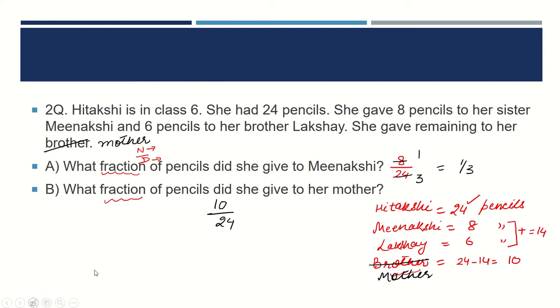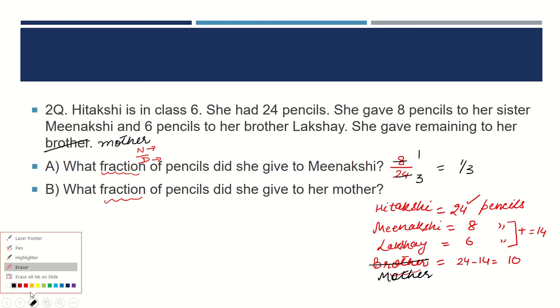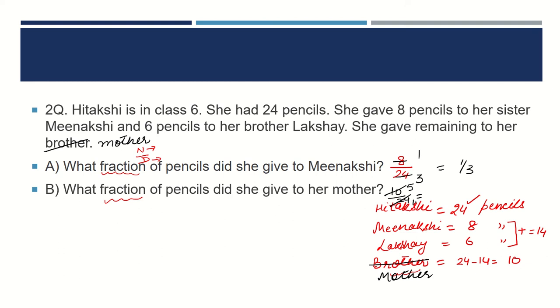So you can convert it into lowest form. 10 by 24 comes in which table? Is there any table in which both the numbers come? Think about it. Yes, there is a table of 2 in which both the numbers come. 2 5s are 10, 2 12s are 24. So the answer is 5 by 12. Leave the answer in lowest form only.